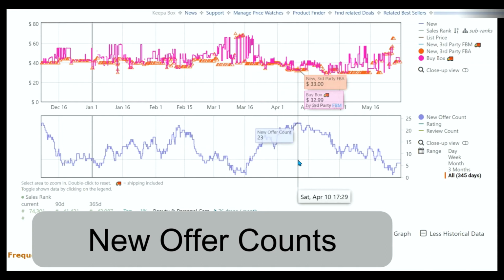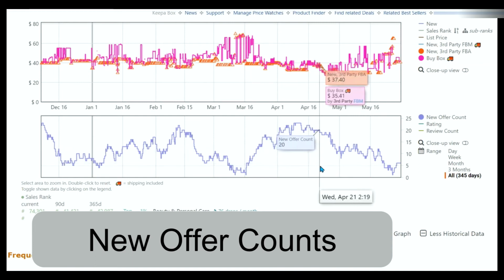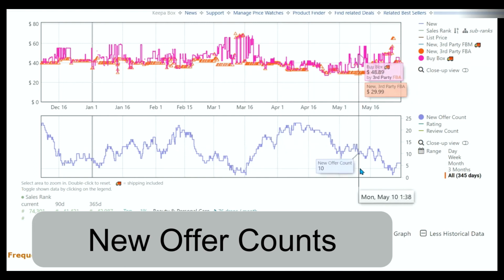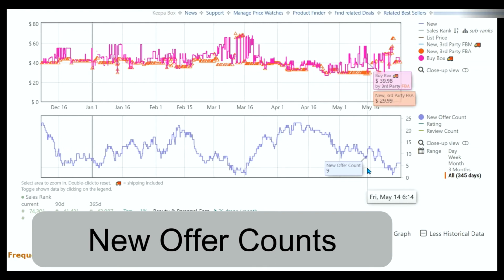And then as you move along that graph, the new offer count drops down to 13, 11, 10, and new third-party FBA is at $29.99. Buy box is selling on May 13th at $57. And that's mainly because that new third-party FBA is merchant fulfilled most likely, and they're not getting the buy box because they haven't shipped it into FBA or their seller fulfilled Prime. But for whatever other reasons there might be, they're not always getting the buy box, and the buy box is at a much higher price.